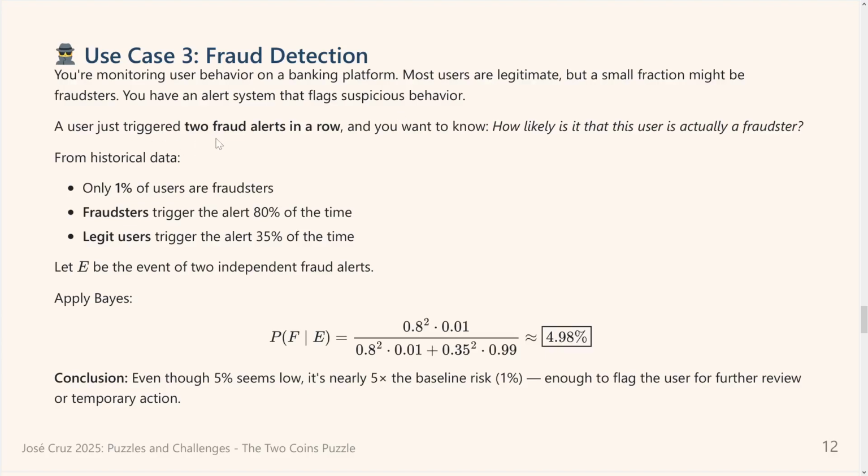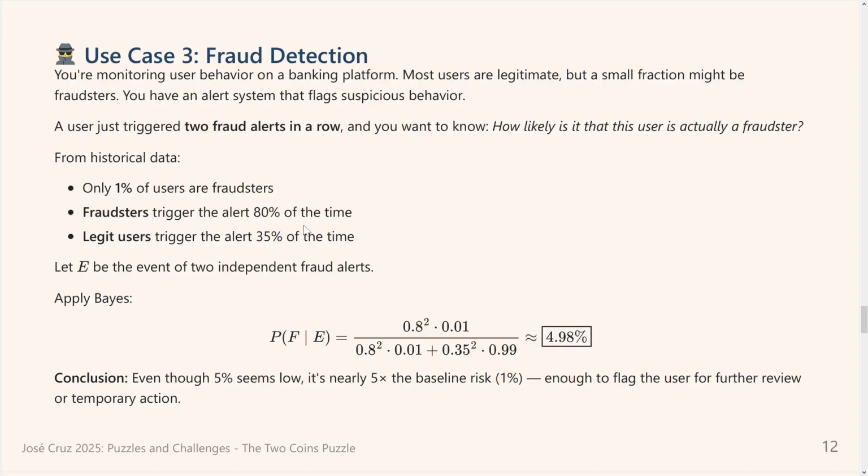So a user just triggered 2 fraud alerts in a row. The coin was tossed twice. I saw 2 doctors. And you want to know how likely it is that this user is actually a fraudster. Now you need evidence. So 1% of users are fraudsters. From the history, you say, okay, usually in 1,000 users, only 10 are fraudsters. But fraudsters trigger the alert 80% of the time, and legit users, sometimes the system thinks they are fraudsters but they are not, happens 35% of the time.